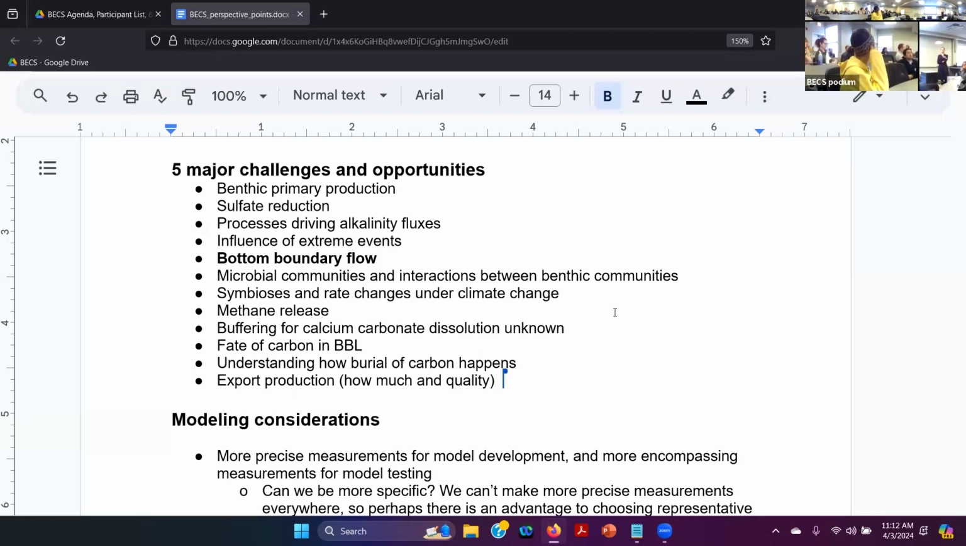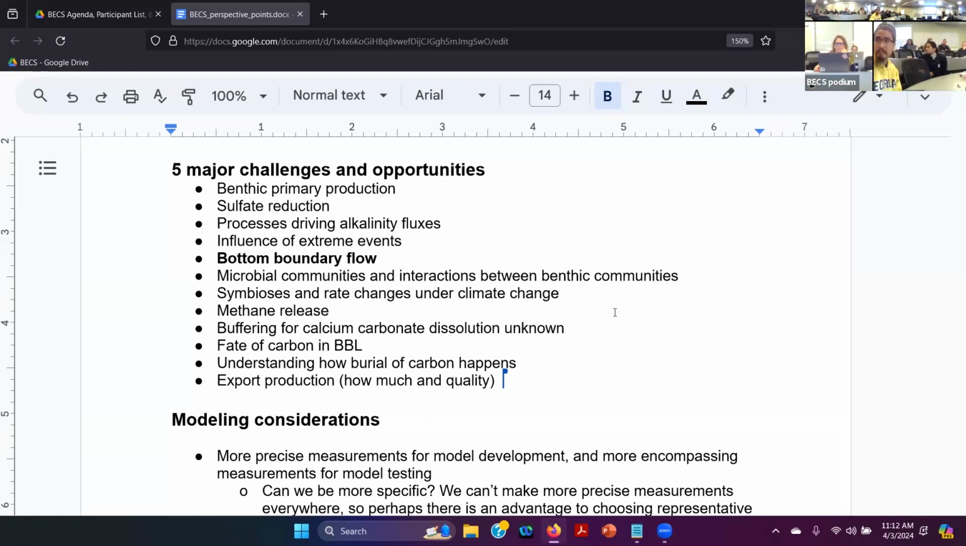Where do we add this? It's in the folder. Yeah, it's a little hard to find. There's the BECS agenda participant list that you all should have access to. Is it in breakout? It's before the breakouts. I just had to refresh it.